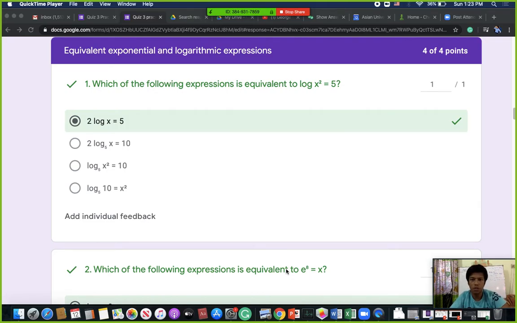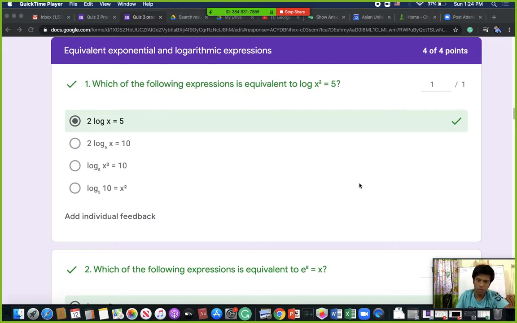So this is our question number 2. We will discuss question number 2 now. Equivalent exponential and logarithmic expression. We have to find out which one is equivalent. So the first question is, which of the following expressions is equivalent to log x square equal to 5?